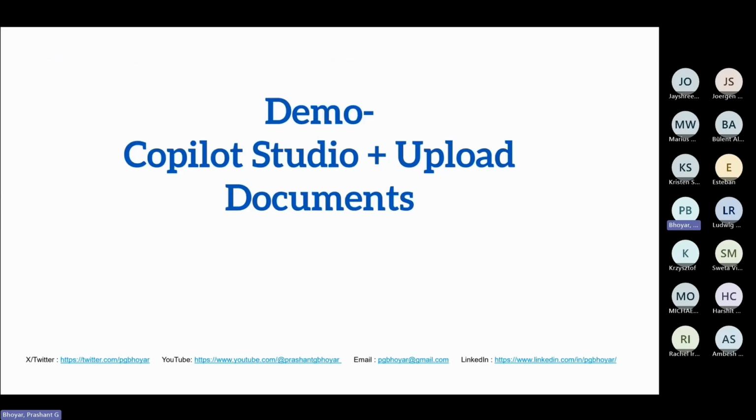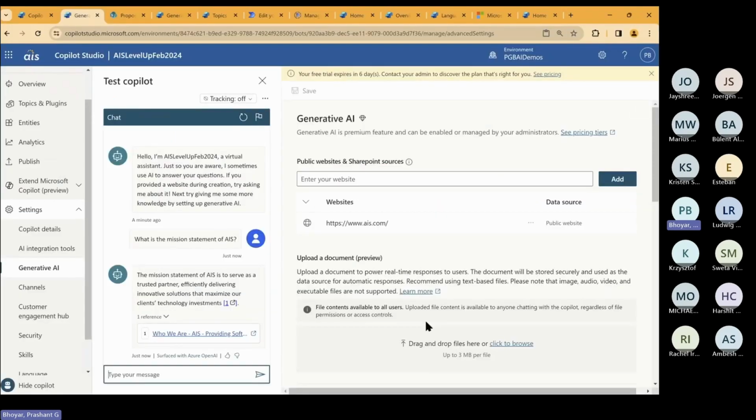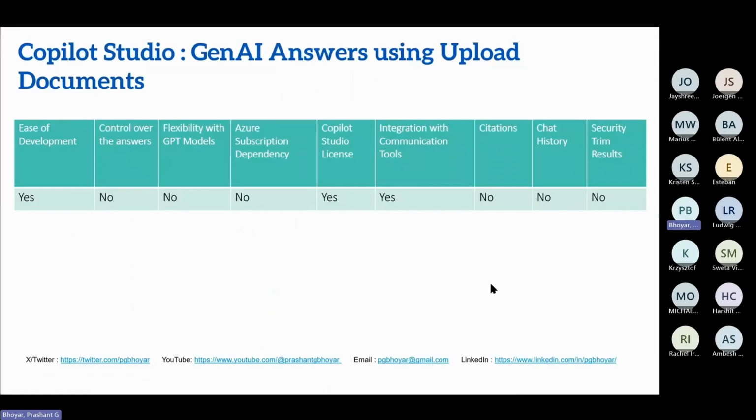When you go with upload document, you're basically uploading the document inside the Copilot Studio here. When you upload a document, everything gets stored in the Dataverse, and it will not have any citation. Also the results are not going to be security trimmed as well.